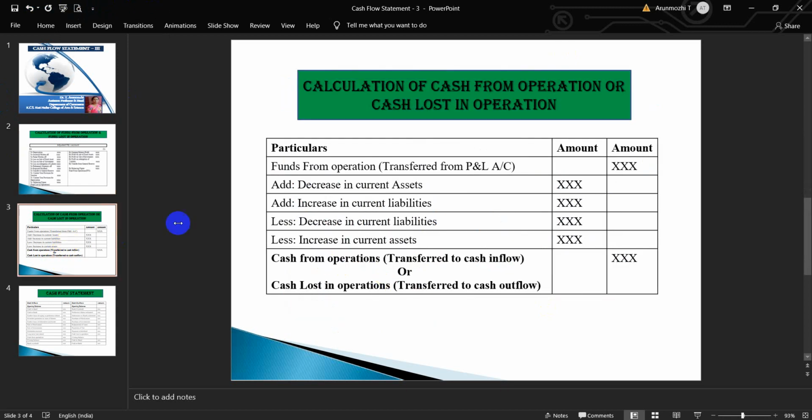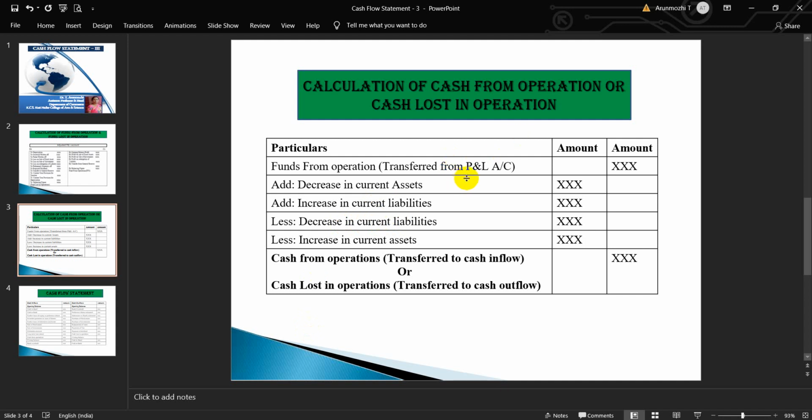Next we pass on to the calculation of cash from operation or cash lost in operation. Cash from operations refers to the net cash inflow from the operating activities, that is the regular business activities carried on by the business concern. It can be prepared either in the T form or the statement form. Here we have to solve with the format of cash from operation or cash lost in operation.